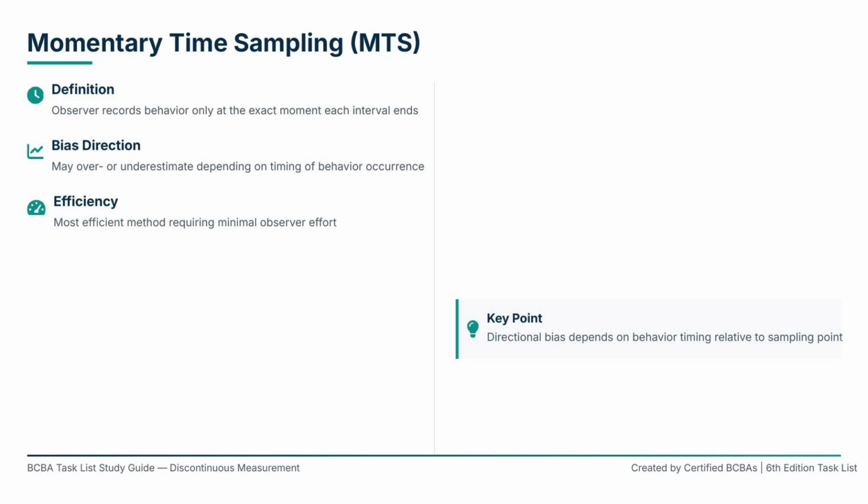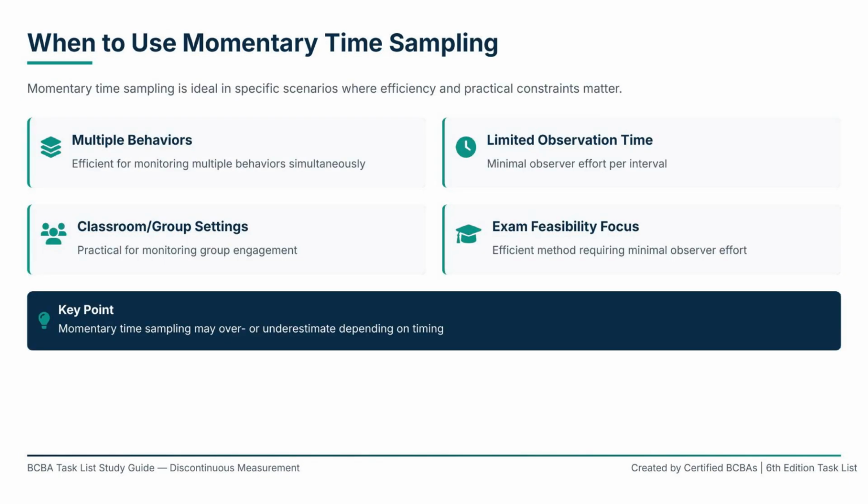Momentary time sampling records whether the behavior is occurring at the exact moment the interval ends. The observer only checks at that moment. MTS is the most efficient method, requiring minimal observer effort. Its bias can go either direction, depending on how behavior timing aligns with the sampling moment. MTS is best when you're monitoring multiple behaviors, observation time is limited, or you're in a classroom or group setting. The exam often focuses on feasibility and efficiency when MTS is the correct answer. Always remember that MTS trades precision for practicality.